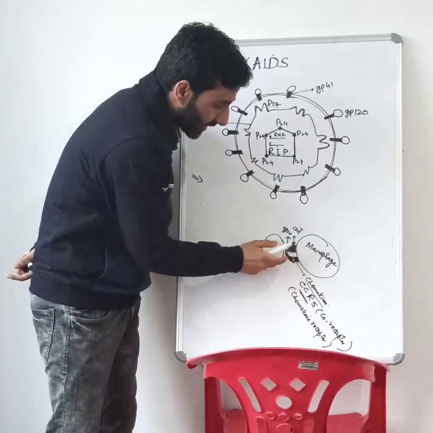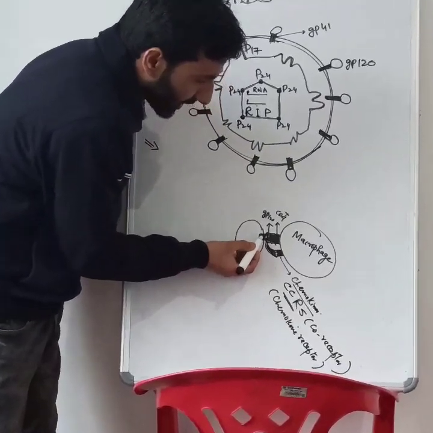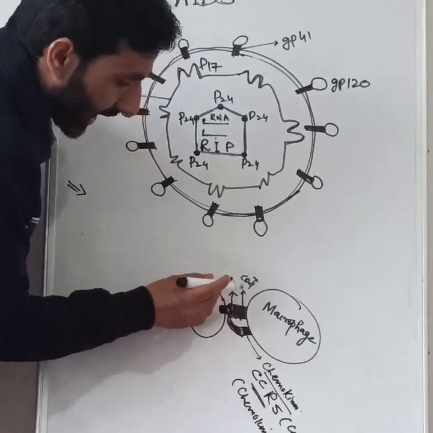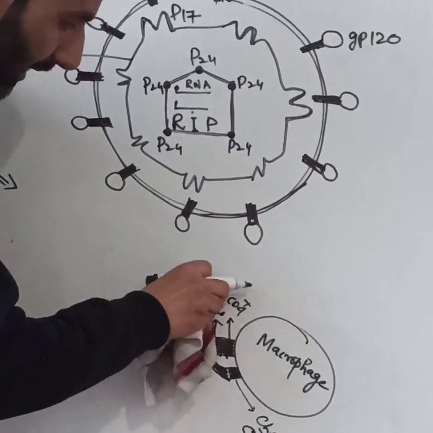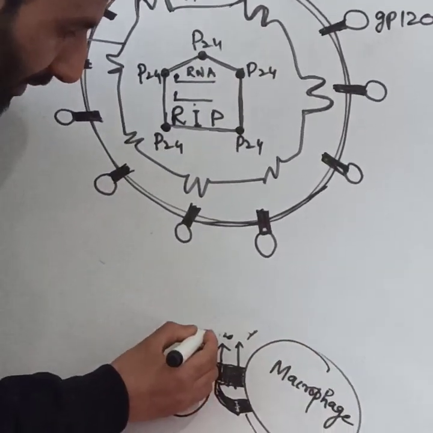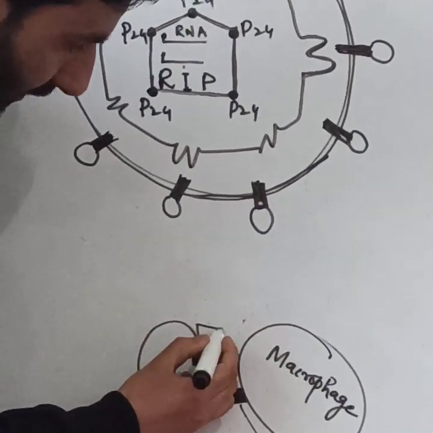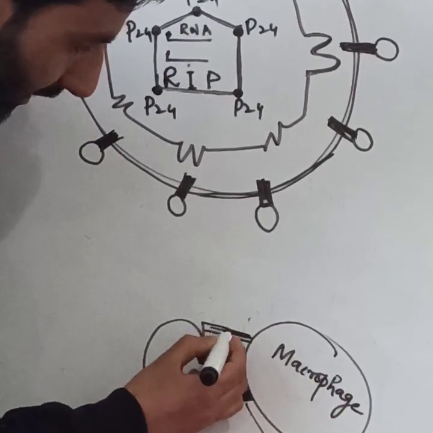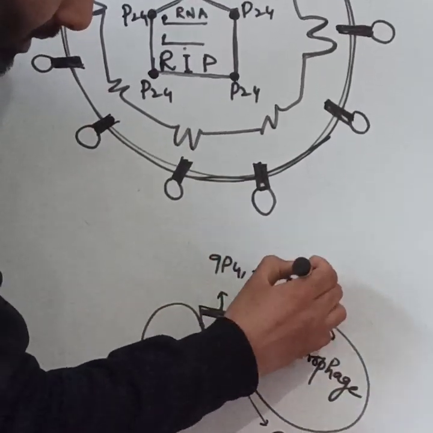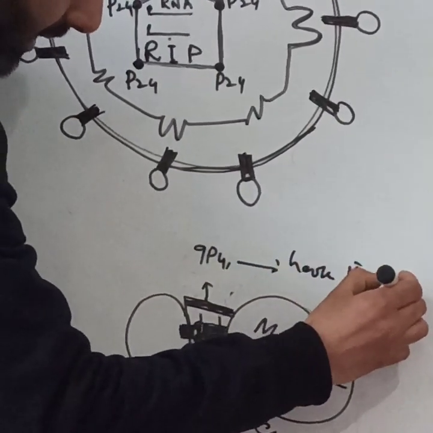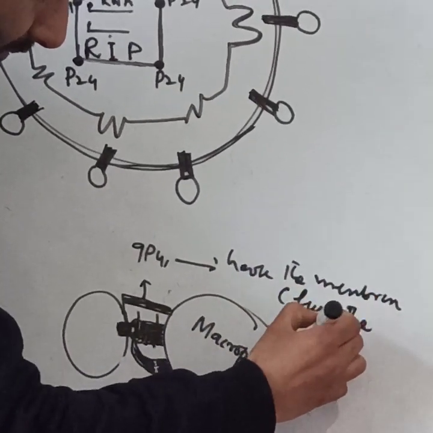CCR5. When it binds with this, what actually happens? This GP41 changes, it moves to a side, slips to a side and hooks the membrane. It will try to bind the membrane, hook the membrane. So this GP41 will hook the membrane, or we can say it will fuse the membrane.